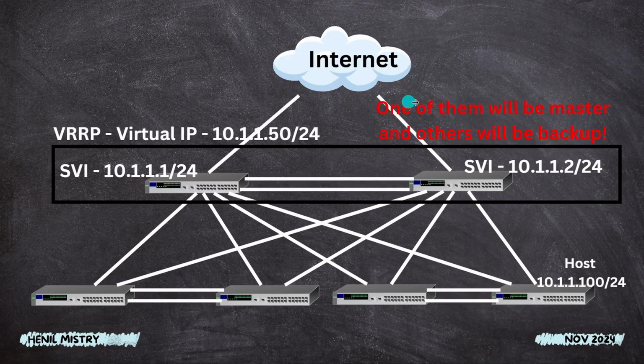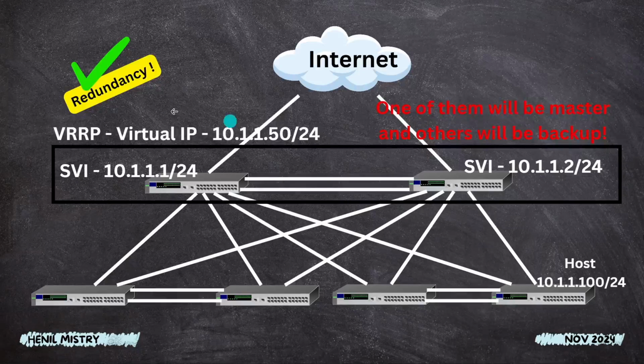And this is the thing, that one of them will be master and the others will be backup. So it ultimately introduces redundancy, because let's say 10.1.1.1 fails, but we are contacting 10.1.1.50, the virtual IP. So VRRP will take care that 10.1.1.1, which was master, has failed, and now we have to redirect our traffic through 10.1.1.2. So this will take the place of the master.